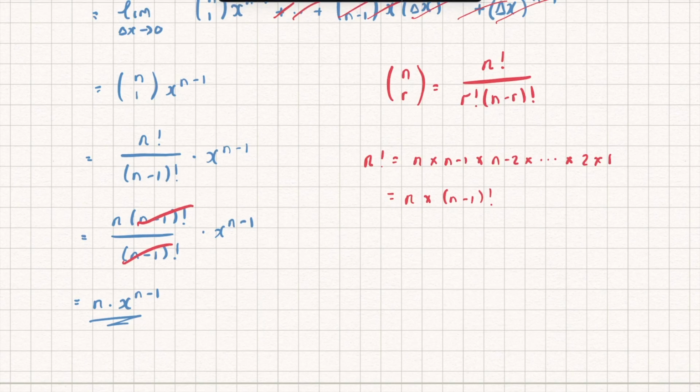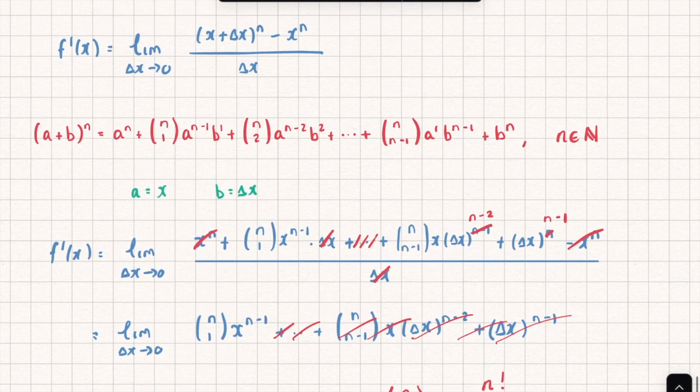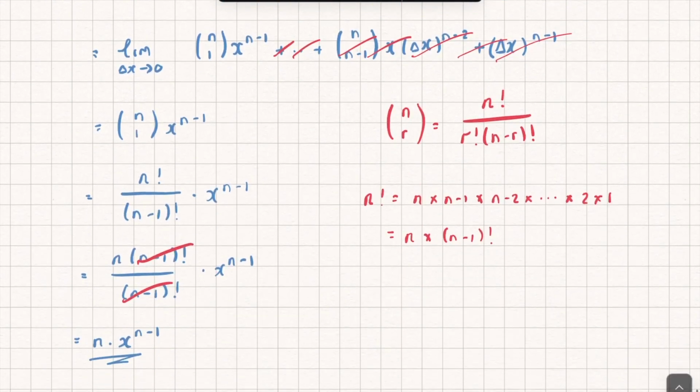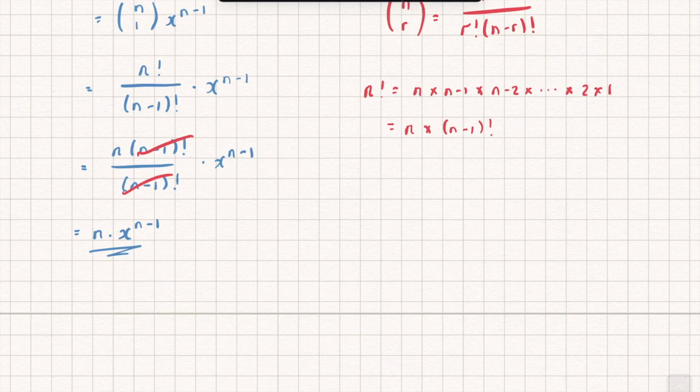Now this only works for natural numbers, because when we did our binomial expansion, we said that the only values of n we could expand for were ones that were natural, so positive integers basically. But this is true for all values of n, and later on when we look at implicit differentiation, we can prove that also. So hopefully this video was useful.